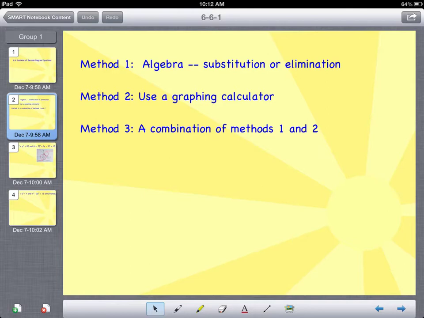You can use the second method of using a graphing calculator, which I'm going to have to show you in class because it's kind of hard to show on a video. And the third method is to use a combination of both.